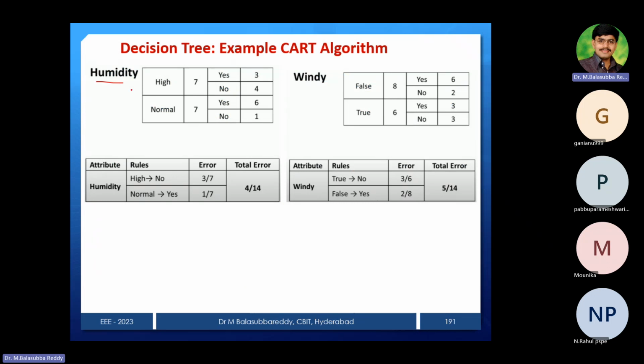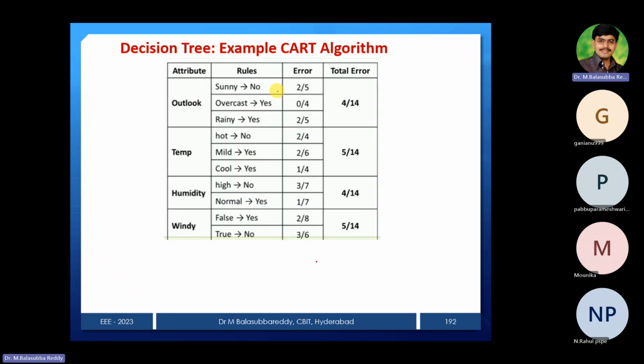Similarly, humidity. For humidity, high and normal, 2 classes are there. What is the best option? High is yes is a rule and normal is yes is a rule, because of the maximum. In the humidity case, yes is only 3 for high, but no is 4. Then take it as high is no. And for normal, yes, you take it, and you get the error. Similarly, for the windy case also, you take the rules and get the error. Now we can see each attribute with its error.